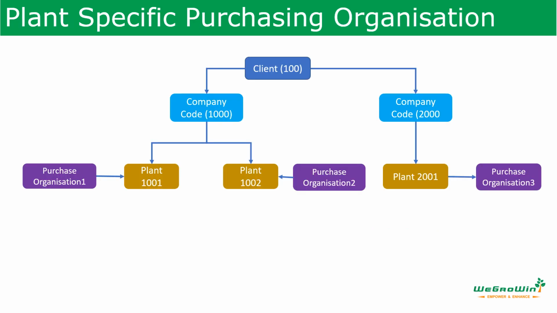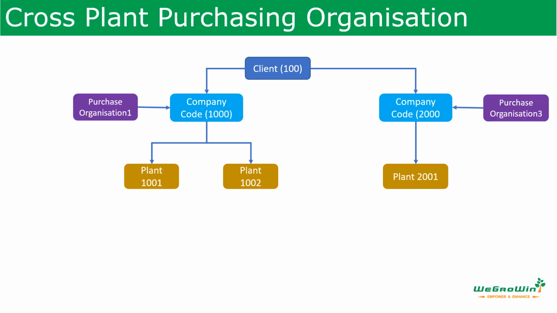Now let us see the different types. One is the plant-specific purchasing organization. In the plant-specific purchasing organization, the purchasing organizations are assigned directly to each plant, which means that each plant will have its own purchasing organization to carry out the purchasing activities. This is the plant-specific purchasing organization.